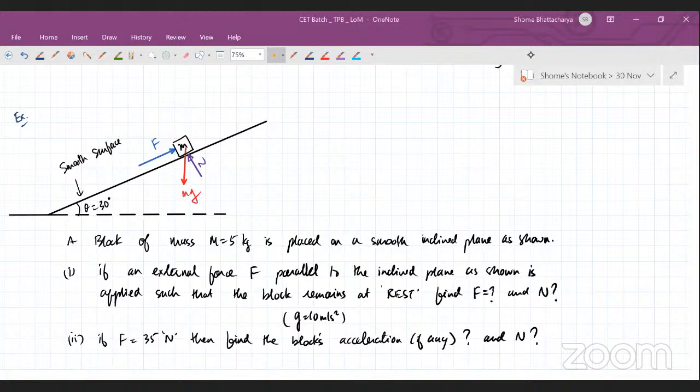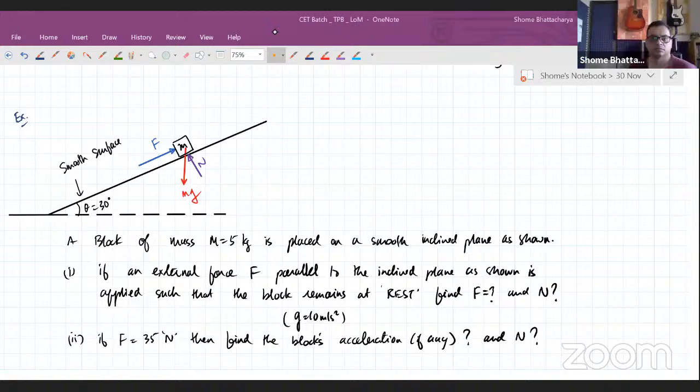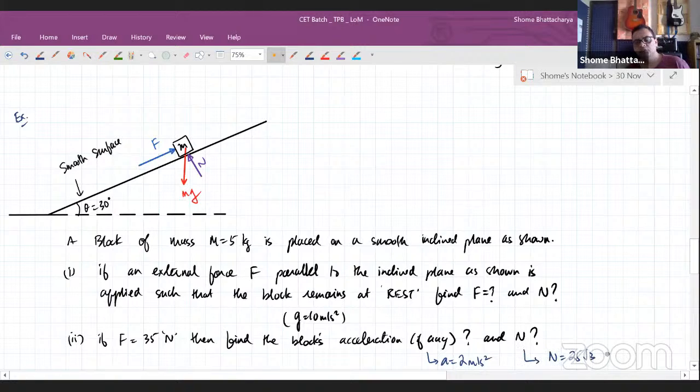Yeah, Gazenfar, your answers are correct. Okay. Normal reaction will not be affected by the force because we are applying it parallel to the inclined plane. But because this time the force is 35 newtons, you will have an acceleration of 2 meters per second square. And the normal reaction will not be affected. That will remain 25 root 3 newtons. Okay.